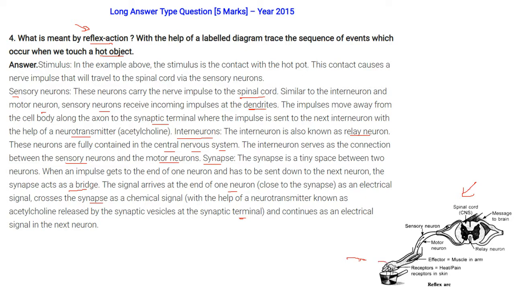The hand is there. This is the receptor, the heat or pain receptor. Receptors are in our skin. This is the effector, which is the muscle in our arm, and this is our sensory neuron, and inside we have the motor neuron. This goes to the spinal cord, which is this part of the central nervous system, and then it sends the message to the brain, and we have a relay neuron here.